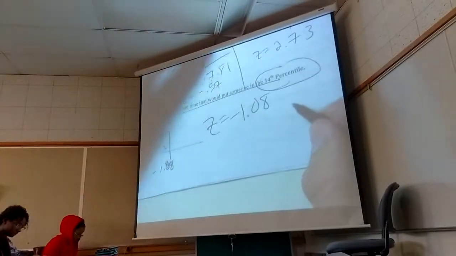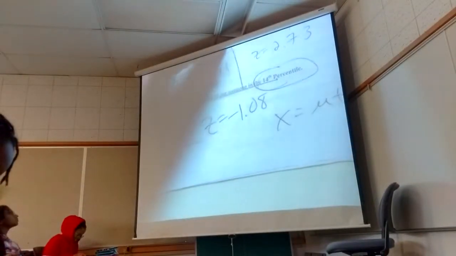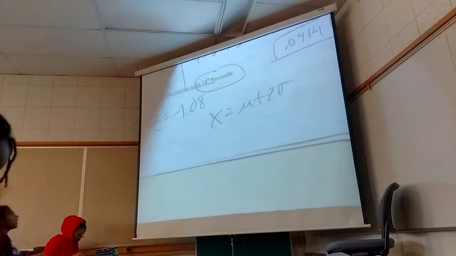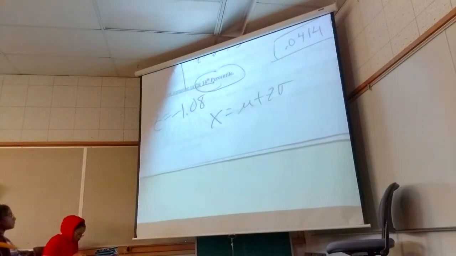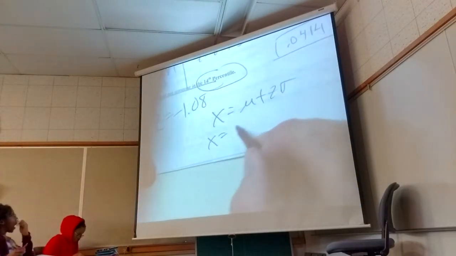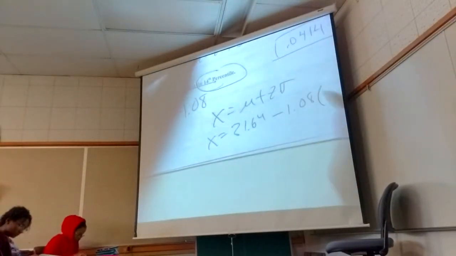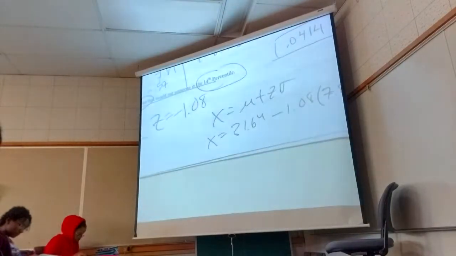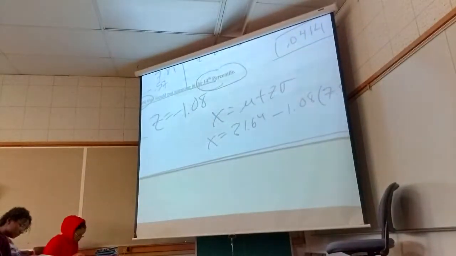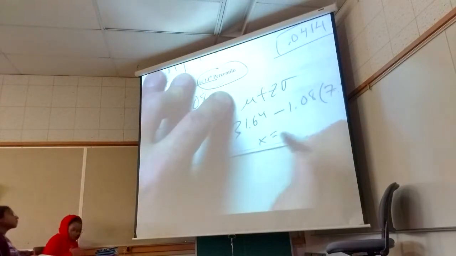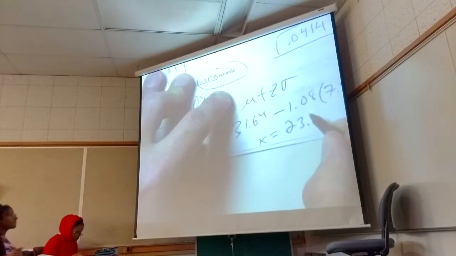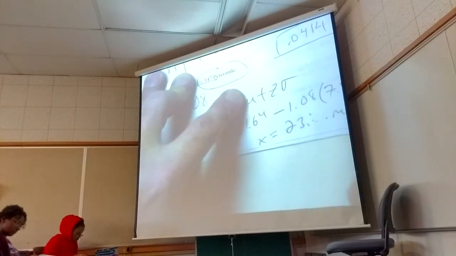So then how do I get the raw score? I've got to get back to x. So I can just use this backwards z-score formula. So x will be 31.64, that's the mean, minus 1.08 times 7.81. Why does this formula make so much sense? Because the answer is 1.08 standard deviations below the mean. That's exactly what that says to do. And what do you guys get? 20 something or other minutes.